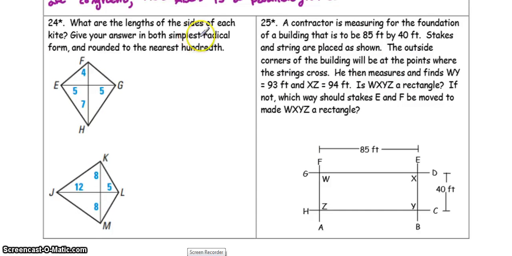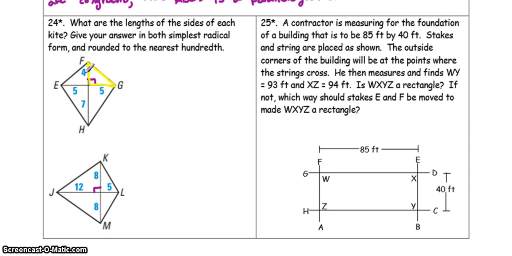24. What are the lengths of the sides of each kite? Give your answer in both simplest radical form and rounded to the nearest hundredth. The thing you've got to remember about kites for this is that, similar to rhombuses, the diagonals are perpendicular, which means that I can put a right angle there and also a right angle here. Now this is very convenient because now what we've created is a whole bunch of right triangles, such as this right triangle here. And what do we know about right triangles?